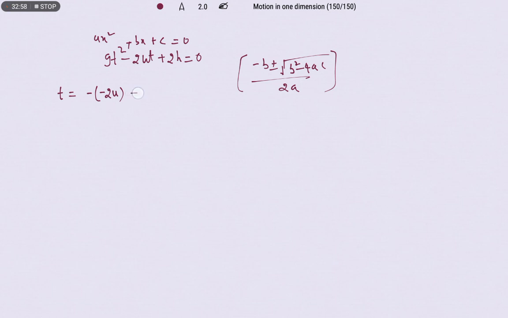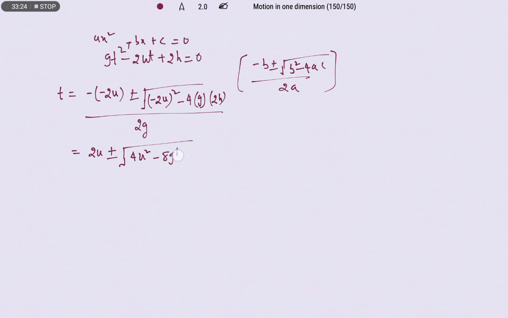Next, plus or minus root of b square. What is b square? Minus 2u whole square minus 4. A value is g and c value is 2h, by 2 into a value is g. Therefore 2u minus into minus, plus or minus. So 2u whole square nothing but 4u square minus 8gh, by 2g.